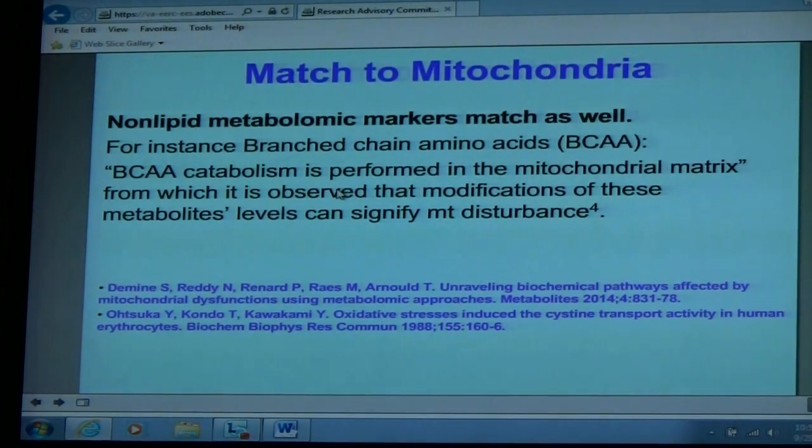And the non-lipid related metabolomic markers also match, for example, the branched chain amino acids. Branched chain amino acid metabolism is performed in the mitochondrial matrix. Branched chain amino acid levels can signify mitochondrial disturbance. Next slide.